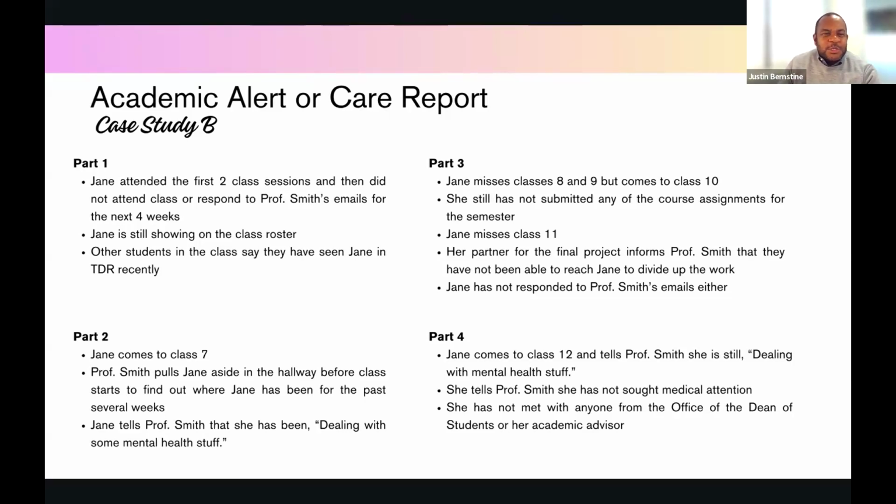Would either of the groups like to share what their thoughts were after reading through and thinking about part one of Jane and Professor Smith's case study? Was anyone concerned after part one?